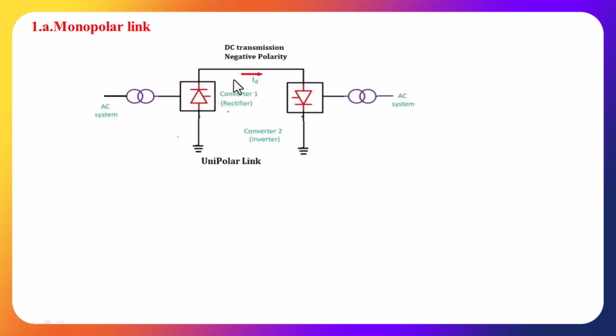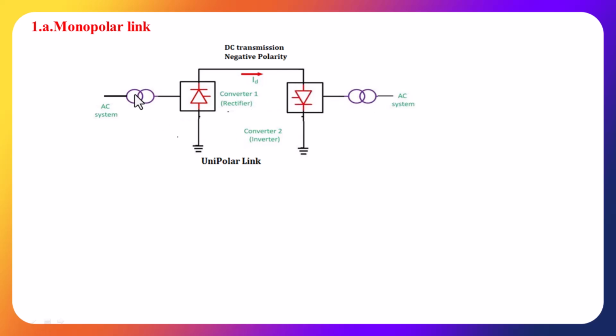Monopolar link. In a monopolar link, only one conductor is there. Through that conductor, the power will be transmitted. The polarity of that conductor is negative polarity. The current will be taking a path through the ground in this manner. This is one pole, this is another pole. This is the sending end pole, this is the receiving end pole. At the sending end pole, one converter is there, and at the receiving end pole, one more converter is there.